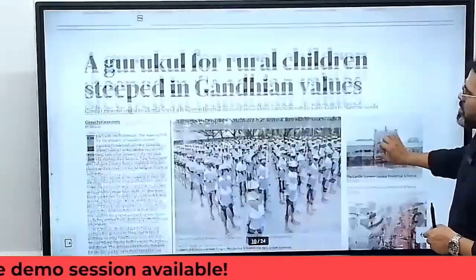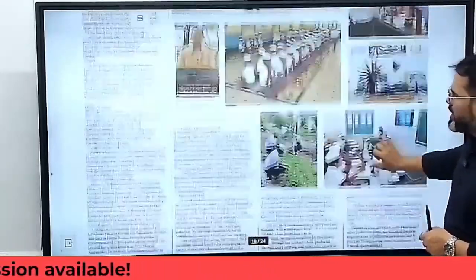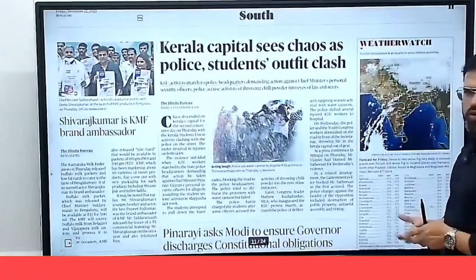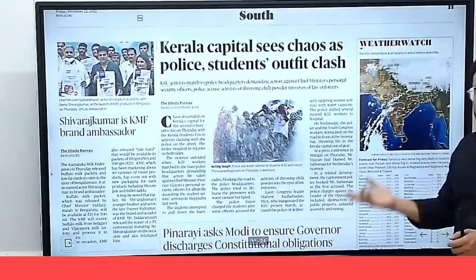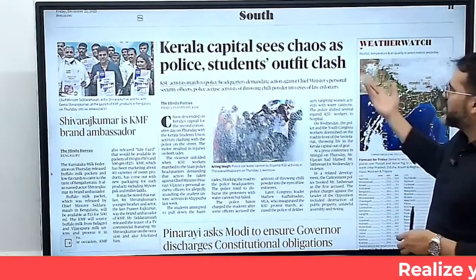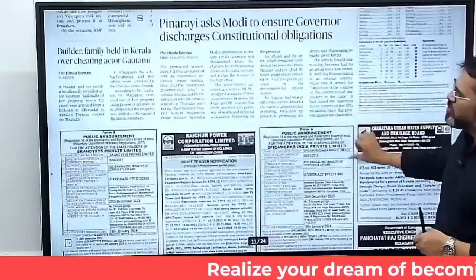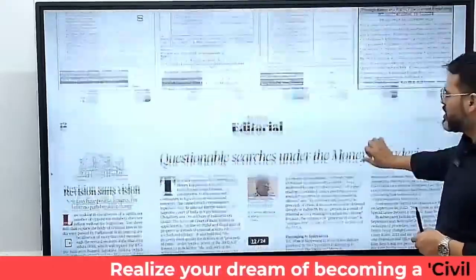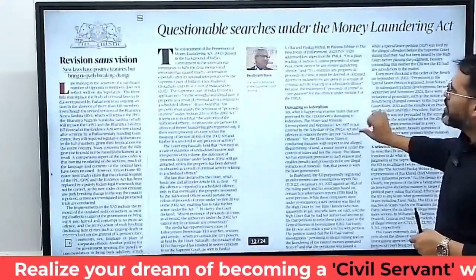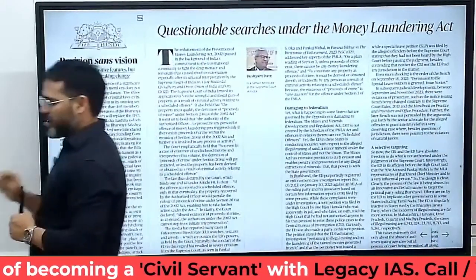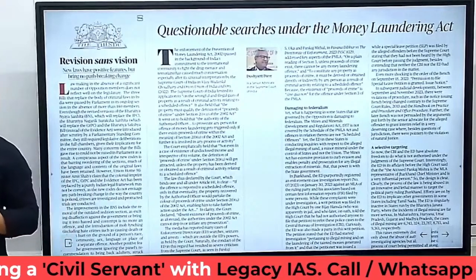Karnataka in focus, not important, leave this, completely leave this. अब साउथ आ गया. अब अगेन साउथ will not be in the north, not in east. तो केरला कैपिटल सीज chaos in police, not important. When we ask Modi, not important, not important at all, leave this. अब आगे important आपका electronic, this is important. See यहाँ तक आने में कितना टाइम लगा, ओके इजीली आ गए.